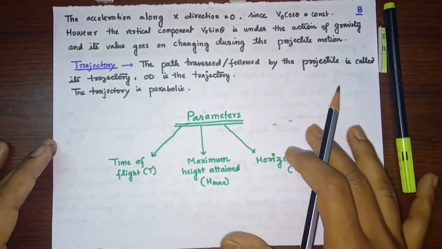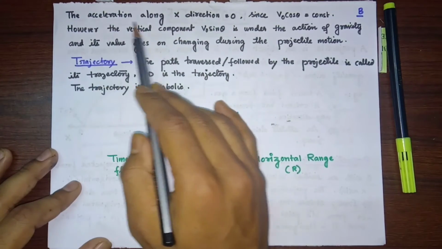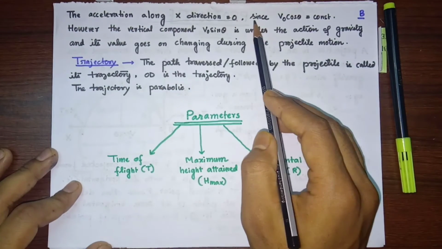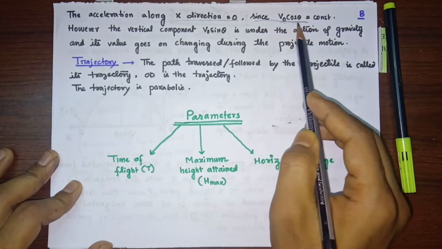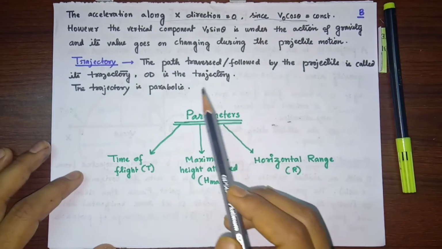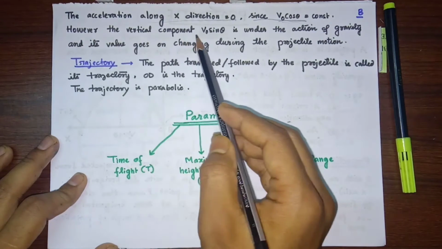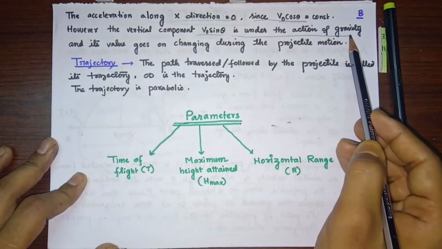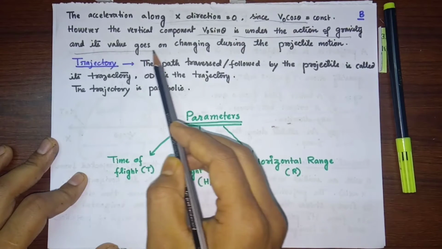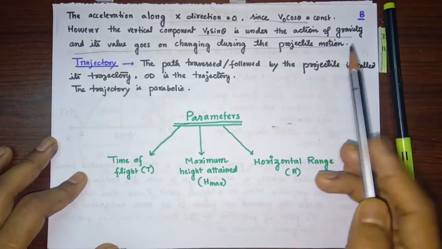As I have told you, the acceleration along the x direction is 0, since v0 cos theta is constant. However, the vertical velocity v0 sin theta is under the action of gravity, and its value goes on changing during the projectile motion.